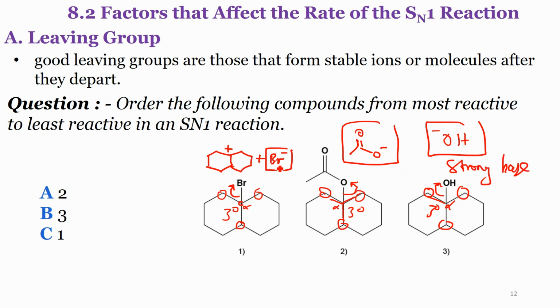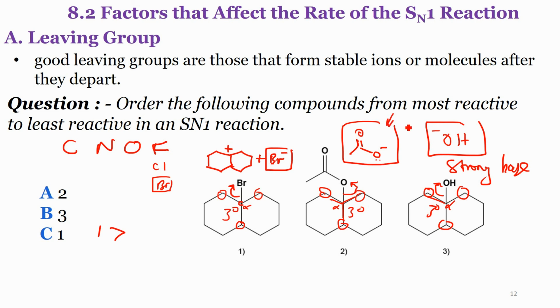Br is farthest to the right of your periodic table. Remember, electronegativity increases across the periodic table. So Br is somewhere right here, farthest to the right. So it's more electronegative than oxygen. So Br is the best leaving group. It's electronegative and it's big in size. 2 factors favoring Br as a good leaving group. It's stabilized by size and it's stabilized by electronegativity. So Br wins. So the first one will be the most reactive, followed by this one.